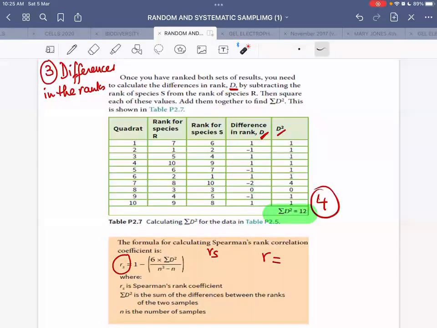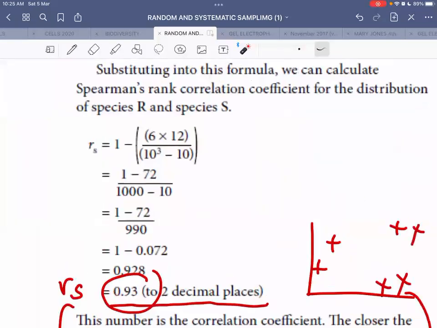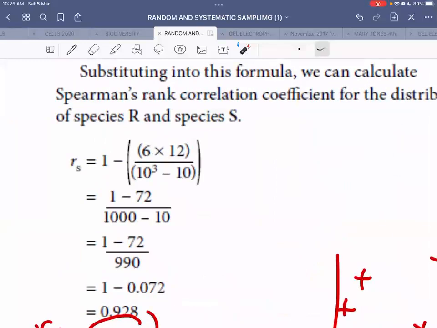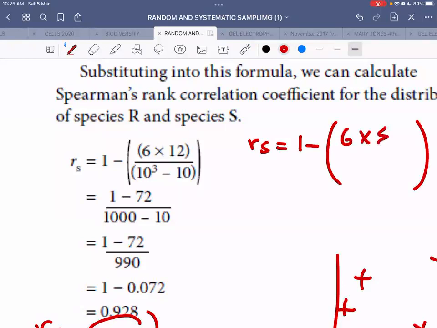तो n cube minus n ये होगा. n number of quadrats है. n जो है ना वो number of quadrats है, तो हमारे quadrats है 10. तो n cube minus n का मतलब 10 cube, 10 raised to the power 3 minus 10. ये बात समझ आ रही है? Yes. सही है, इसको यहाँ पे लिख देते हैं ताकि 1 minus 6 into sigma d square over n cube minus n.